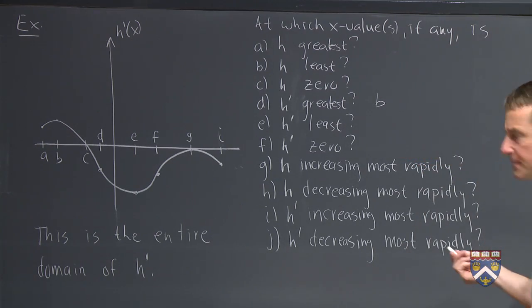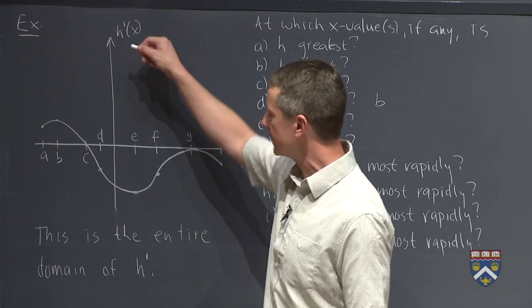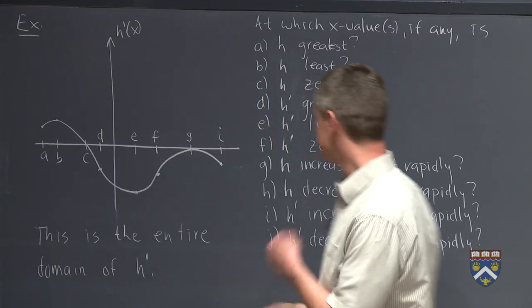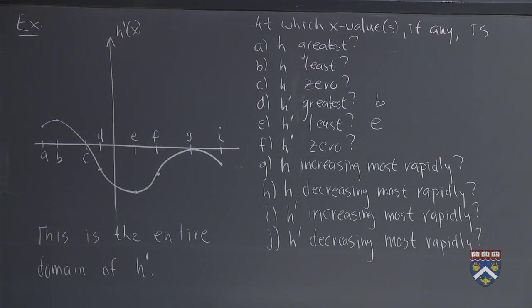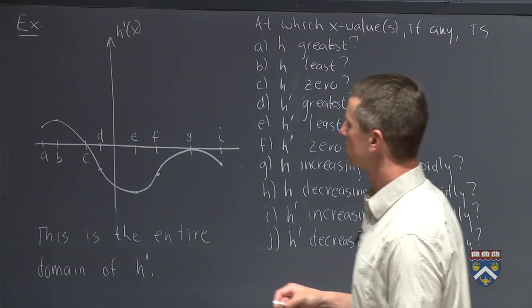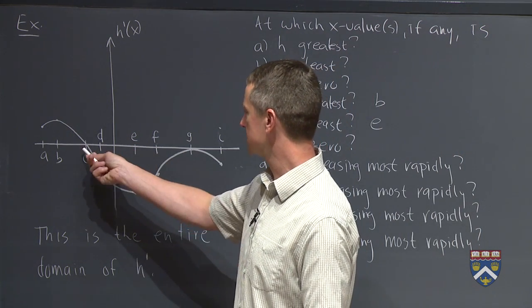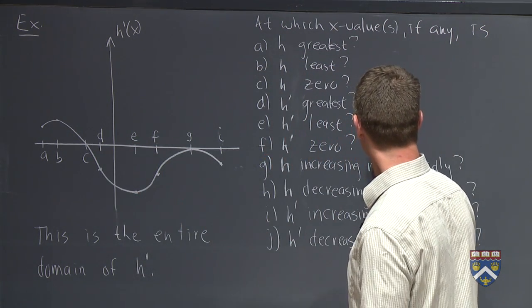Where is h prime least? It just says where is this graph of h prime at its lowest point? That's at e. Where is h prime 0? We don't look at the slope of this graph. We look for where its y value is 0, which happens twice, c and g.